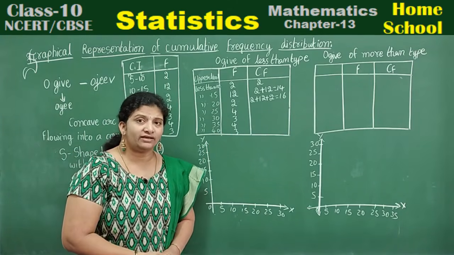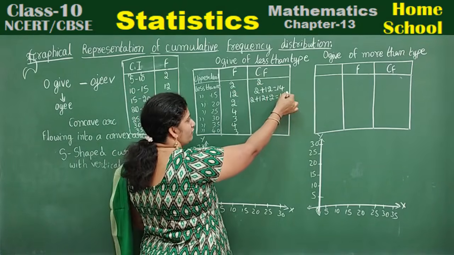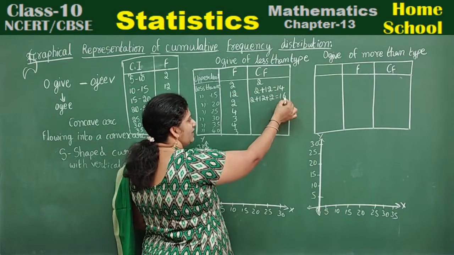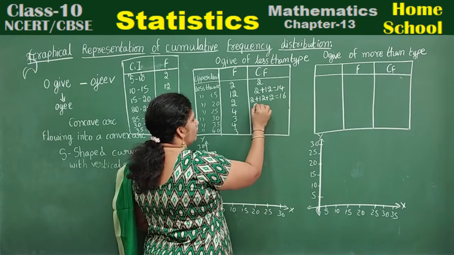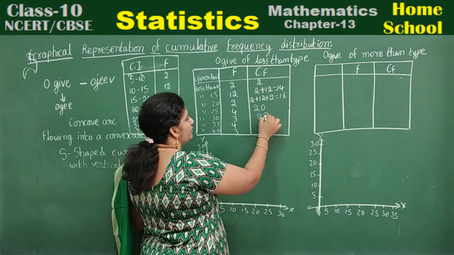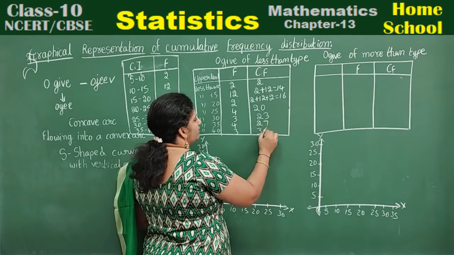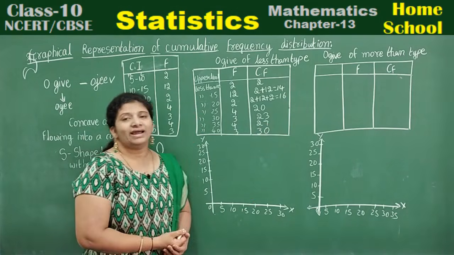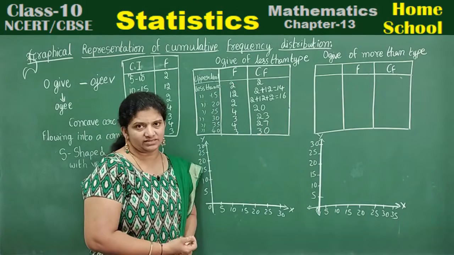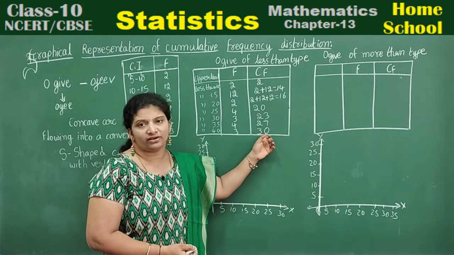What numbers are we going to add here? Frequencies. 2 plus next number, 2 plus 12, 14. 14 plus 2, 16. Directly also you can add. Here 16, next number is 4. 16 plus 4, 20. 20 plus 3, 23. 23 plus 4, 27. 27 plus 3, 30. While you are adding your cumulative frequency, the last number shows the total of the frequencies. The summation of the frequencies will be indicated by the last number in the cumulative frequency column.